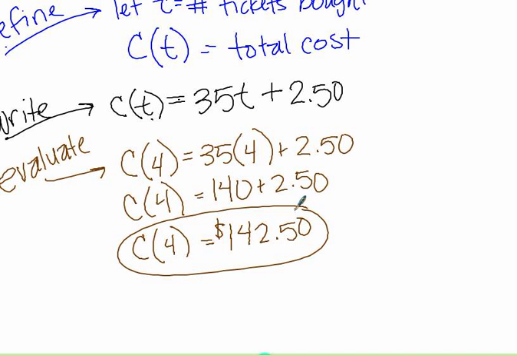Easy enough. We have to analyze the function, determine what information is given to us, what my dependent variable and my independent variable are, and then I can write out a function from there. After I've written out a function, it's easy enough to just substitute a value in and then solve for whatever it is that I'm asked for.